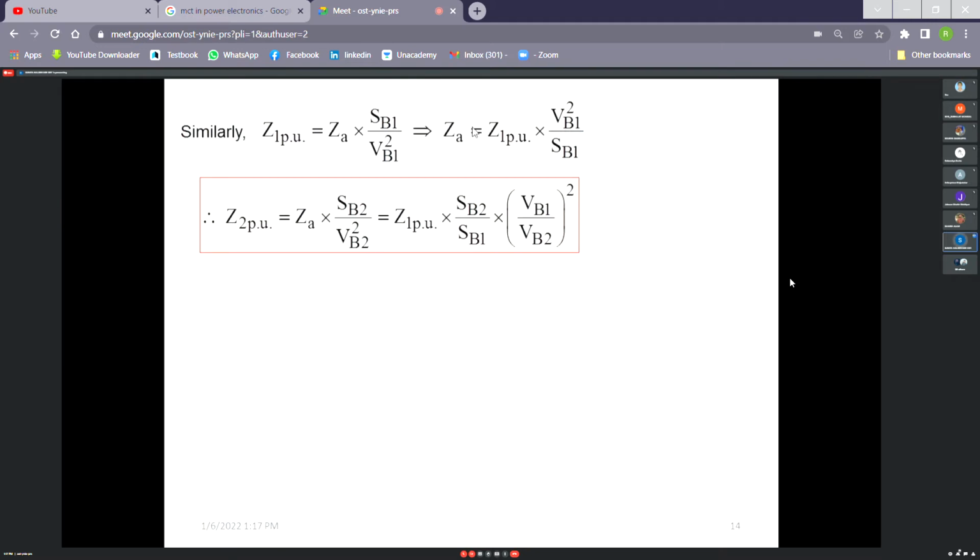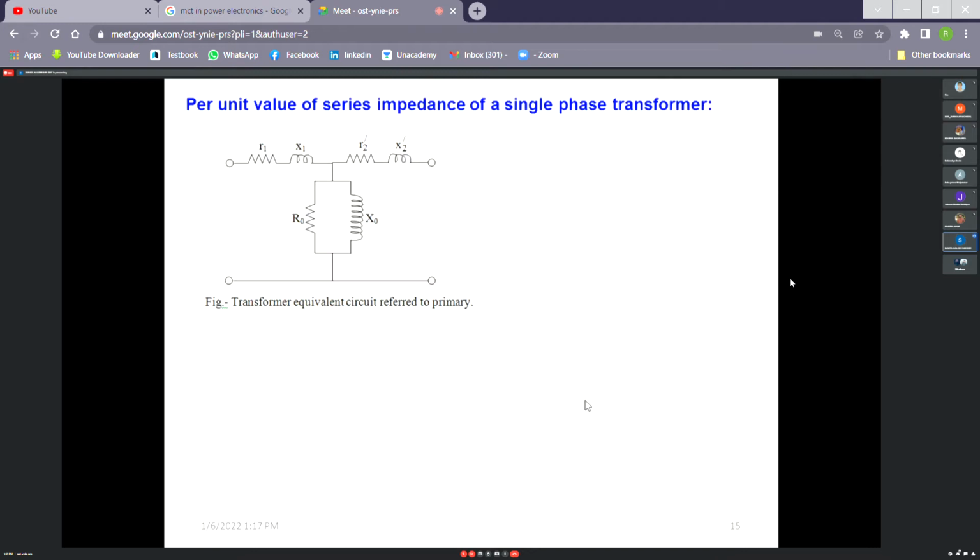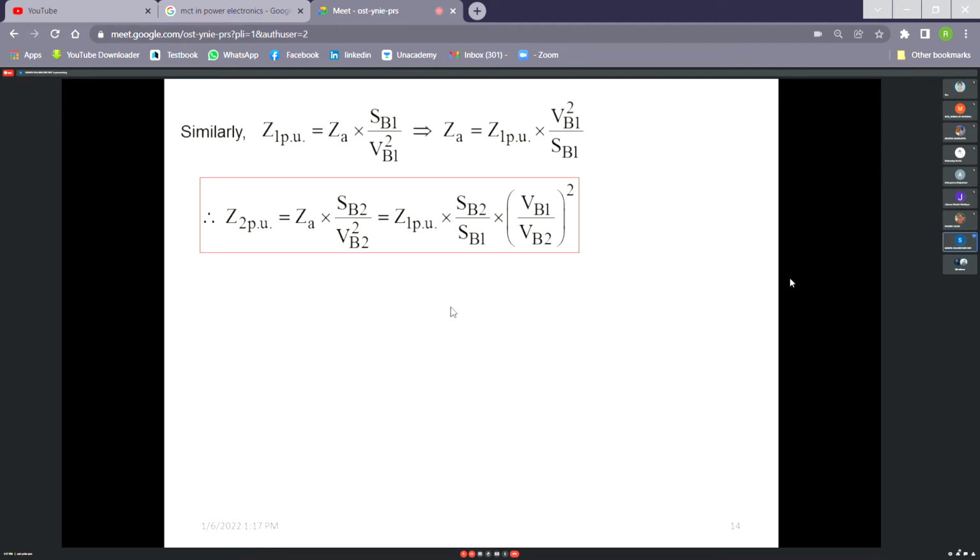So similarly, if we just eliminate ZA from here, then obviously Z2 per unit is equal to Z1 per unit into SB2 by SB1, VB1 by VB2 whole square. You have no need to memorize it. When you practice different problems, if you automatically use it, it will be memorized. But if you try to memorize it, then it will be very difficult and very boring.